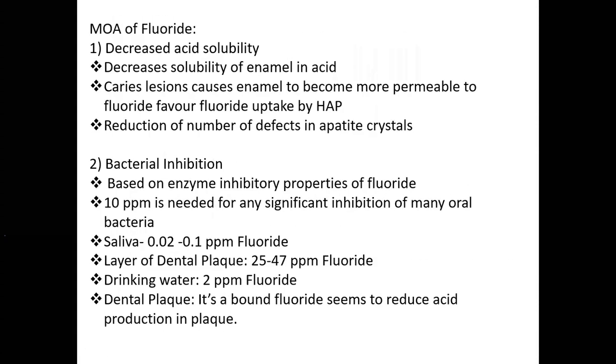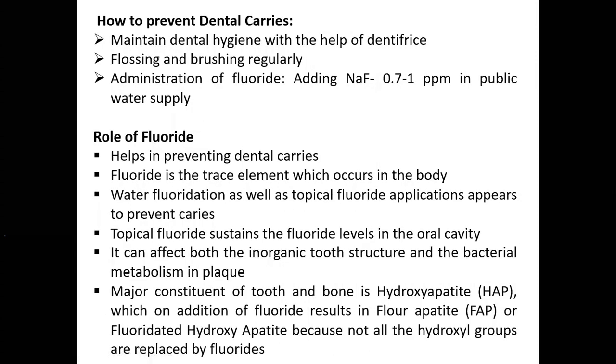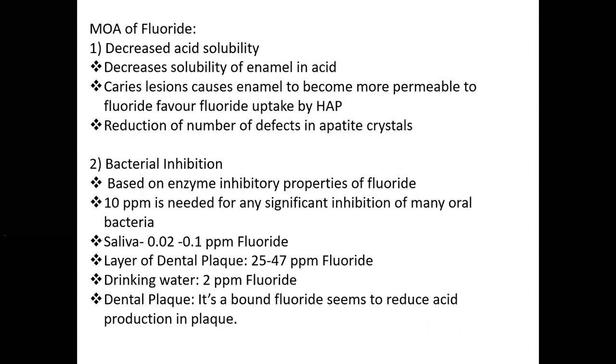Now the mode of action of fluoride is very much important. You can enlist these points also for the role of fluoride and how it shows its action. There are 2 points in the mechanism of action of fluoride. First one is decreased acid solubility and second one is bacterial inhibition. Now what is this decreased acid solubility? Fluoride decreases the solubility of enamel in acid. It prevents the solubility of enamel in the acid.